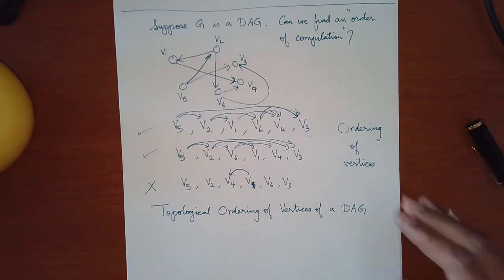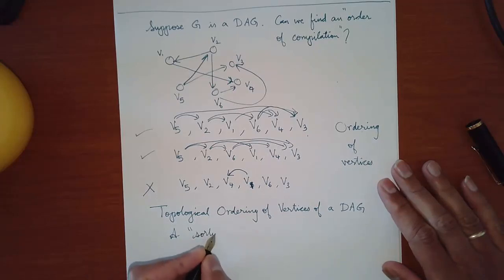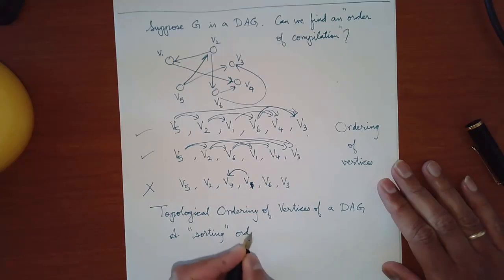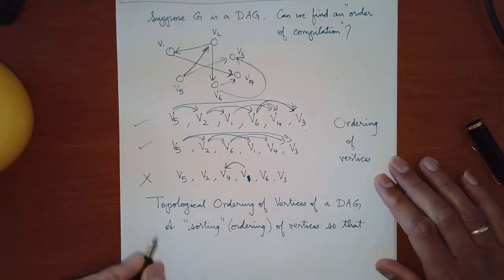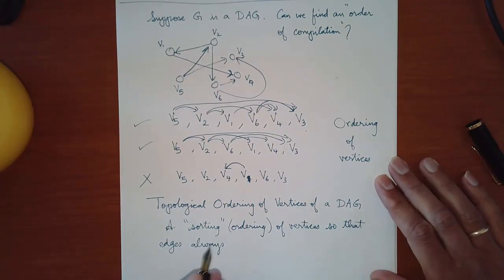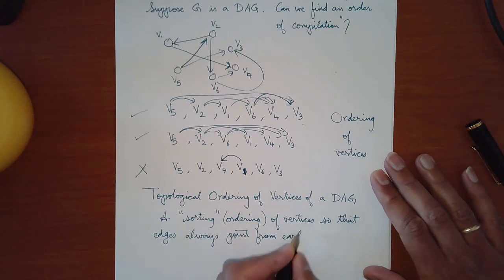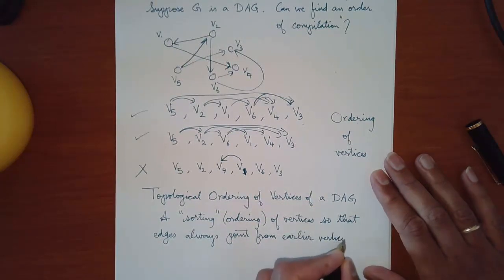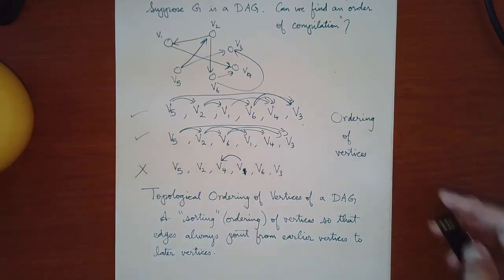Okay. So what this is, I'm going to call it a sorting, but really it's an ordering. It's an ordering of vertices so that edges always point from earlier vertices to later vertices. Does that make sense? It always goes from earlier to later.